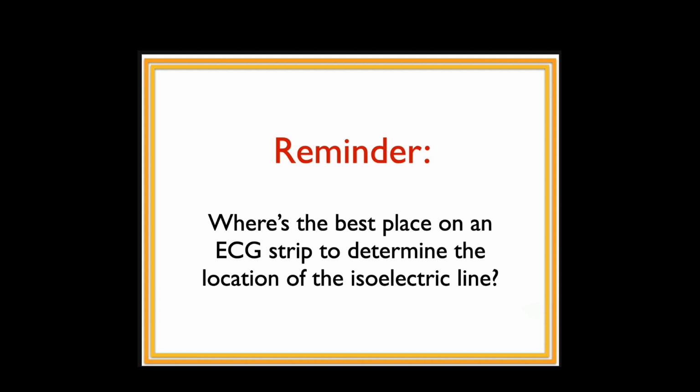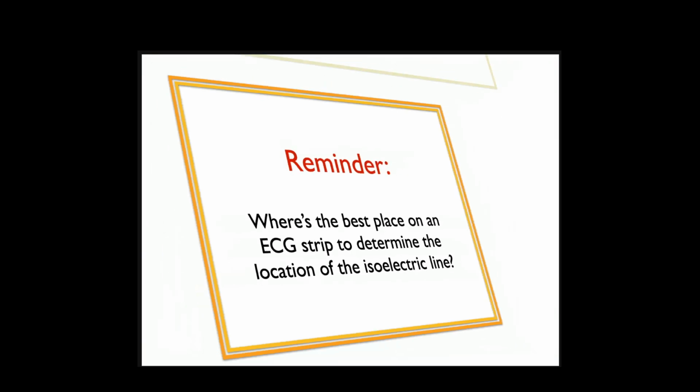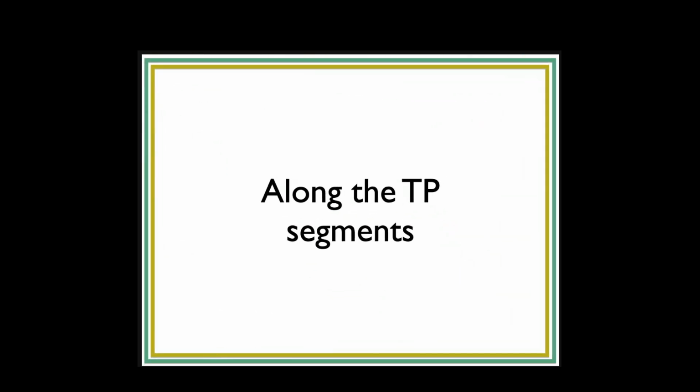The main line. Well, the isoelectric line, but what part? No, not the J point, because if there's ST elevation, it's going to be high, and if there's depression, it'll be low. PR? That's a really good answer, but it's not right. Okay? So that's your second best place. The best place is the TP segments.